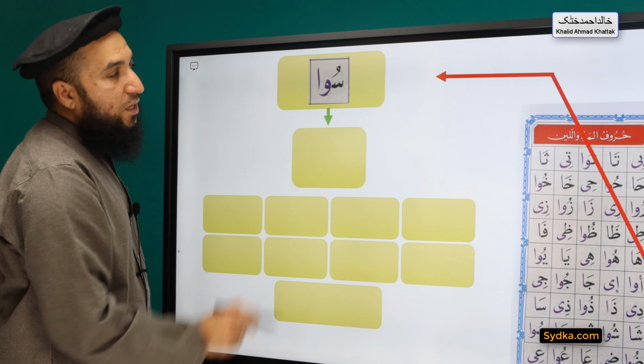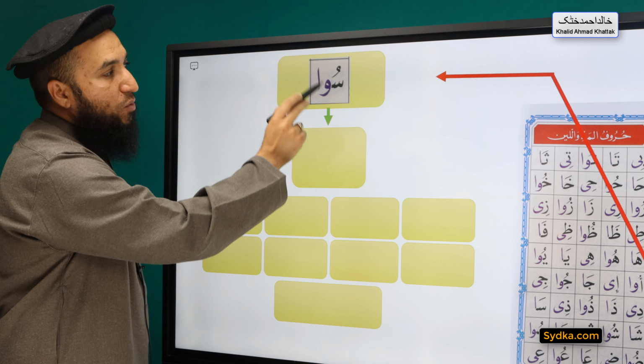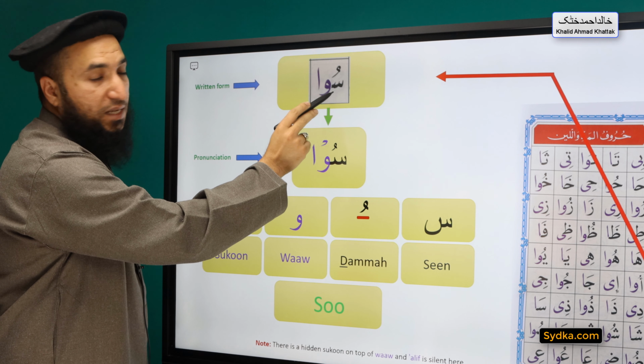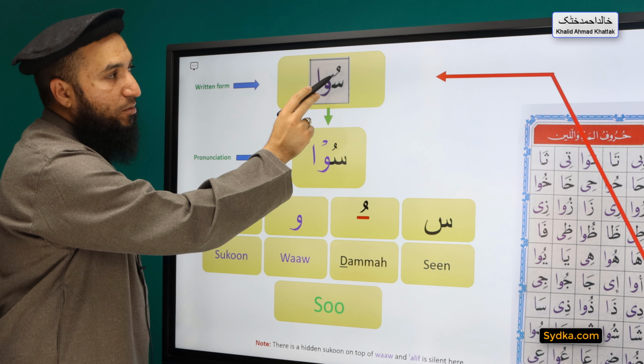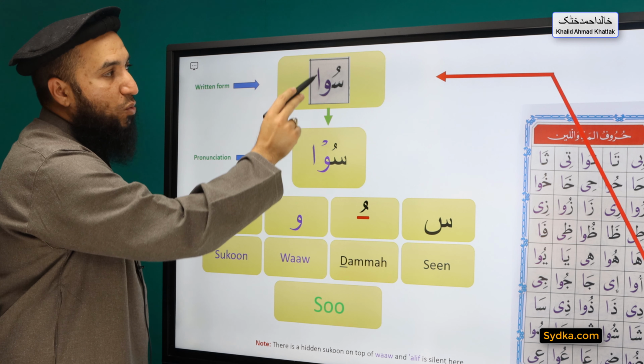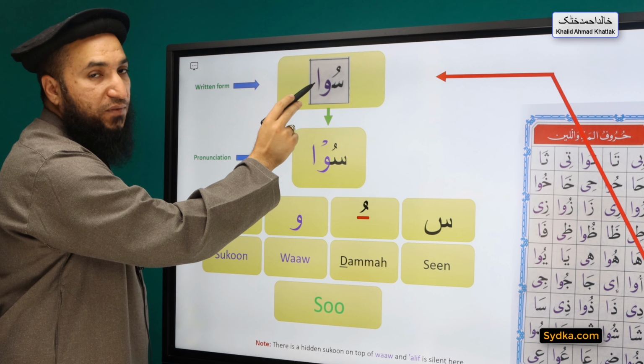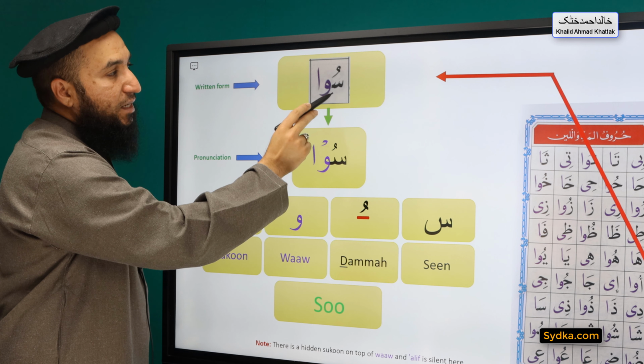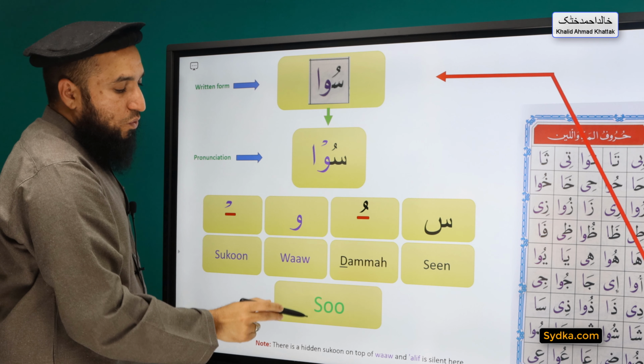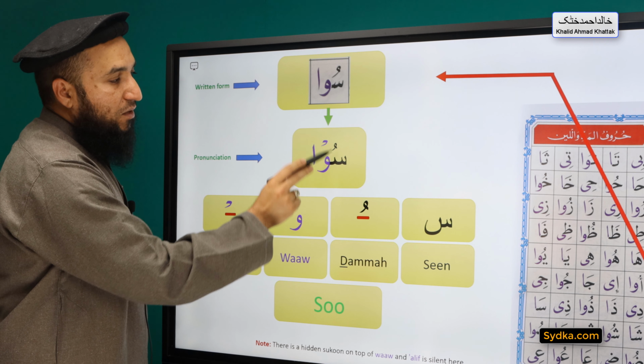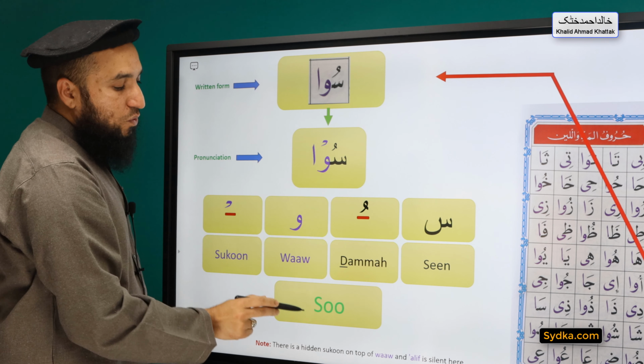So the next syllable we have is Seen Dhamma Waw Sukoon. Seen is a light letter, it has Dhamma on top of it, it is followed by Waw. Waw has hidden Sukoon, and this Alif is silent. Seen Dhamma Waw Sukoon Su.